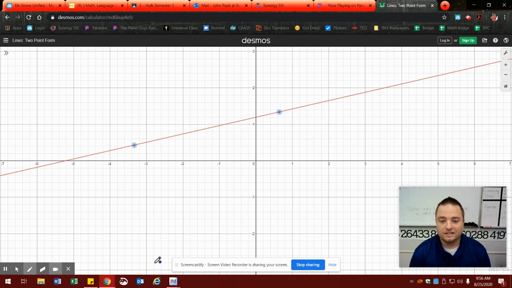What exactly is a slope? Now, a slope is basically how much a line is going up or going down. The main point is how much it is going down and how much it is going up. So let's just think about this line, for example.